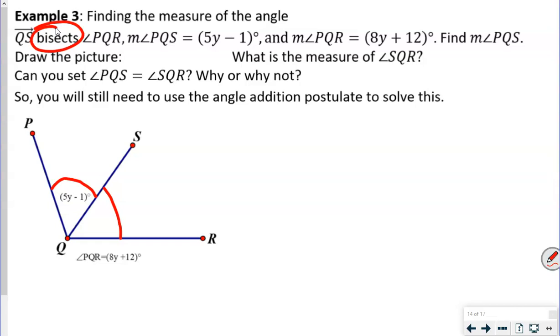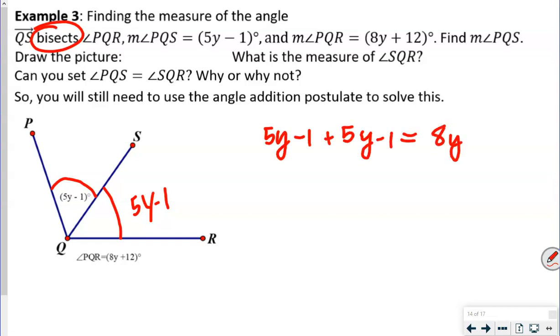So obviously we could set PQS equal to SQR. But what does that mean when we have the same measure twice? So doesn't that mean that this 5y minus 1 is there as well? So there's two ways we could do this. We could say 5y minus 1 plus 5y minus 1 is equal to 8y plus 12 because it's there twice, right? Or we could do 2 times it. Either way, we're going to get 10y minus 2 equals 8y plus 12.